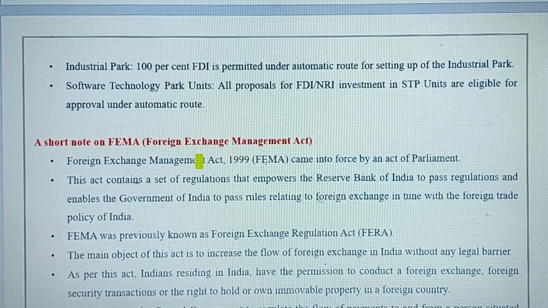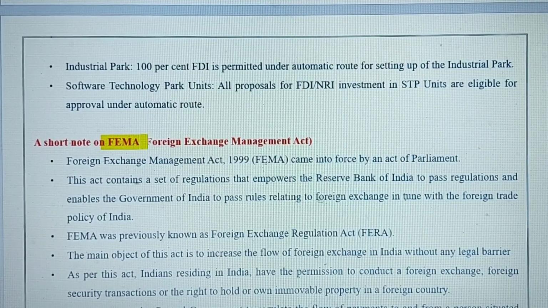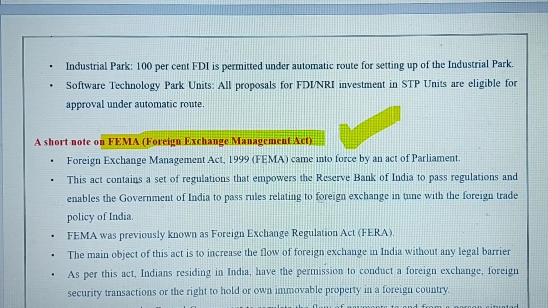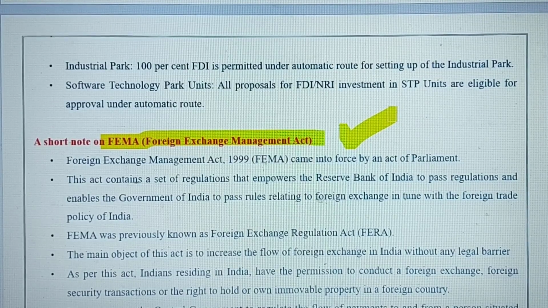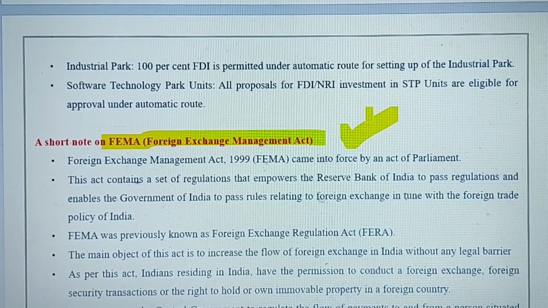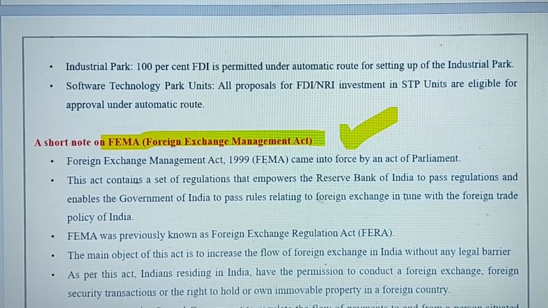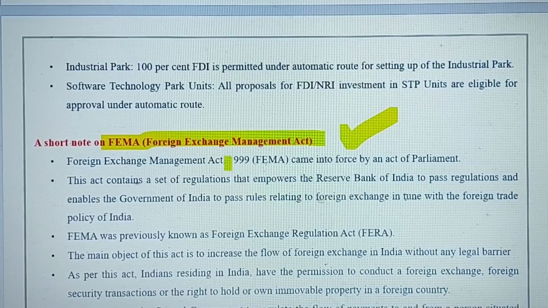Okay. Now this question, FEMA, Foreign Exchange Management Act, one of the very important, and it is very common to a lot of MCOM papers. So this question you should revise properly, and basically here also it was created in 1999.